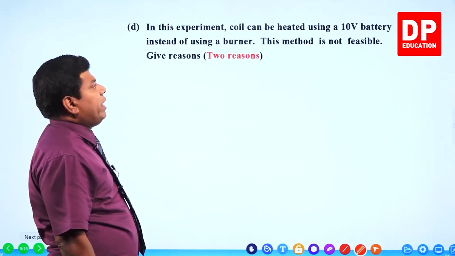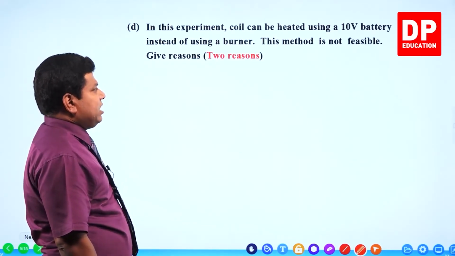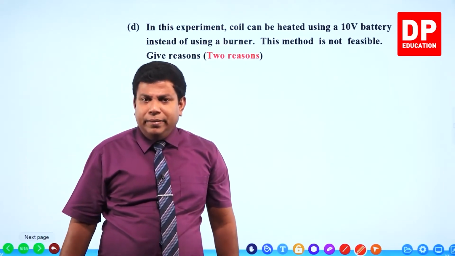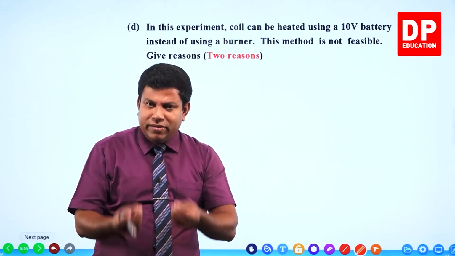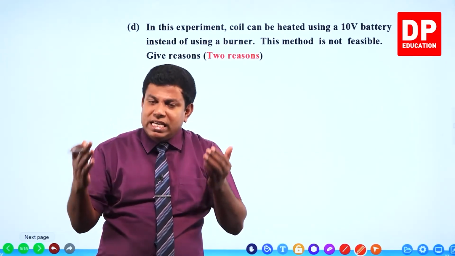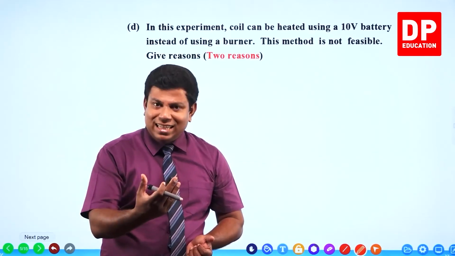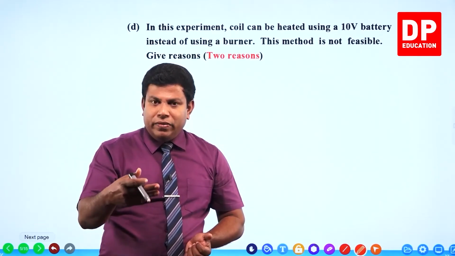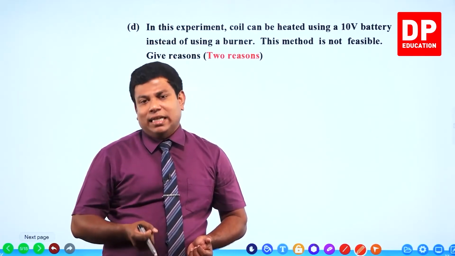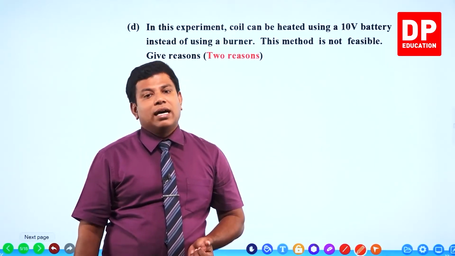In this experiment, the coil can be heated using a 10 volt battery instead of using a burner. This method is not feasible, give reasons. 2 reasons they ask. See, instead of using the burner, heating it up, why not we send the current from the 10 volt battery through this resistance, through this coil? Then you know P equals I squared R, then the coil will get heated. That way, if we do the heating, what is wrong is what they are asking.